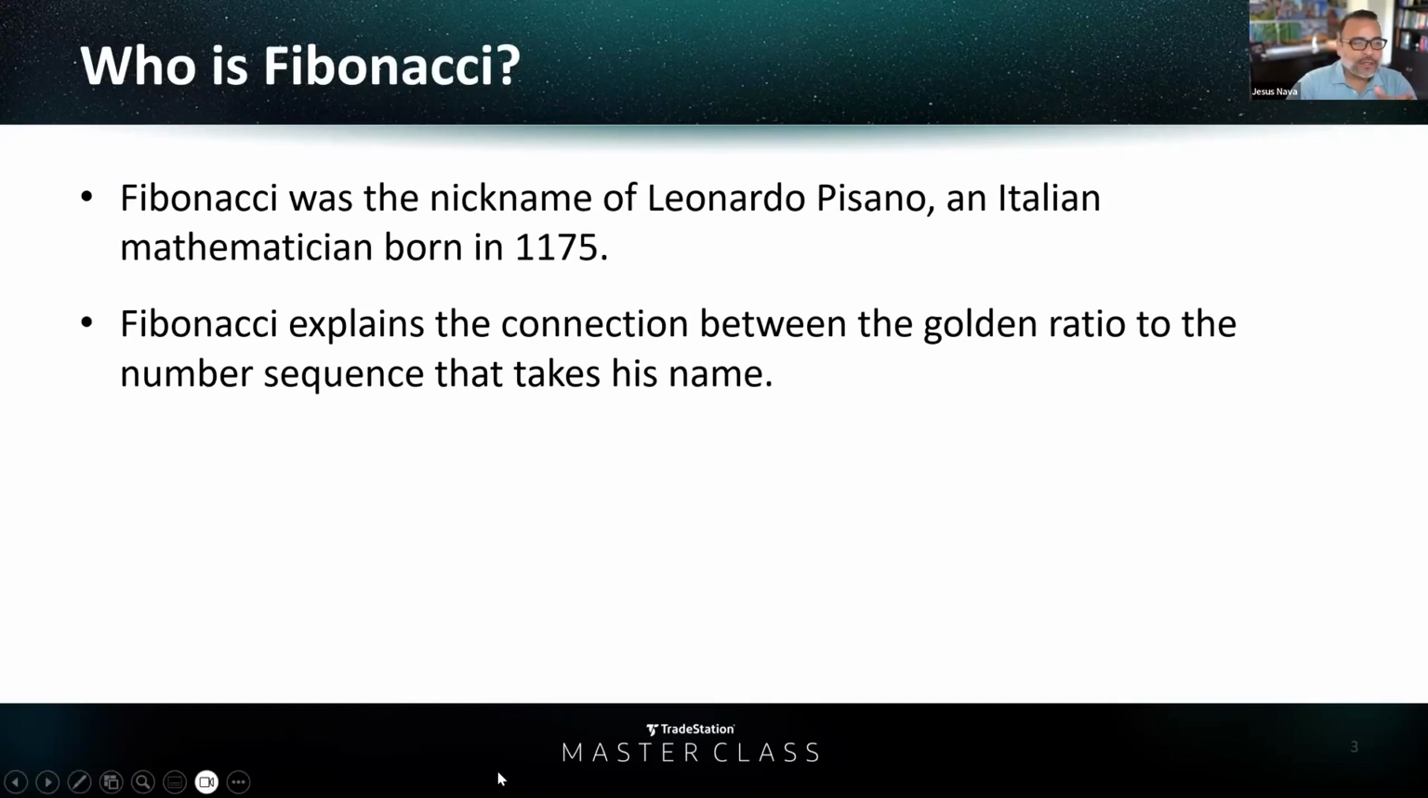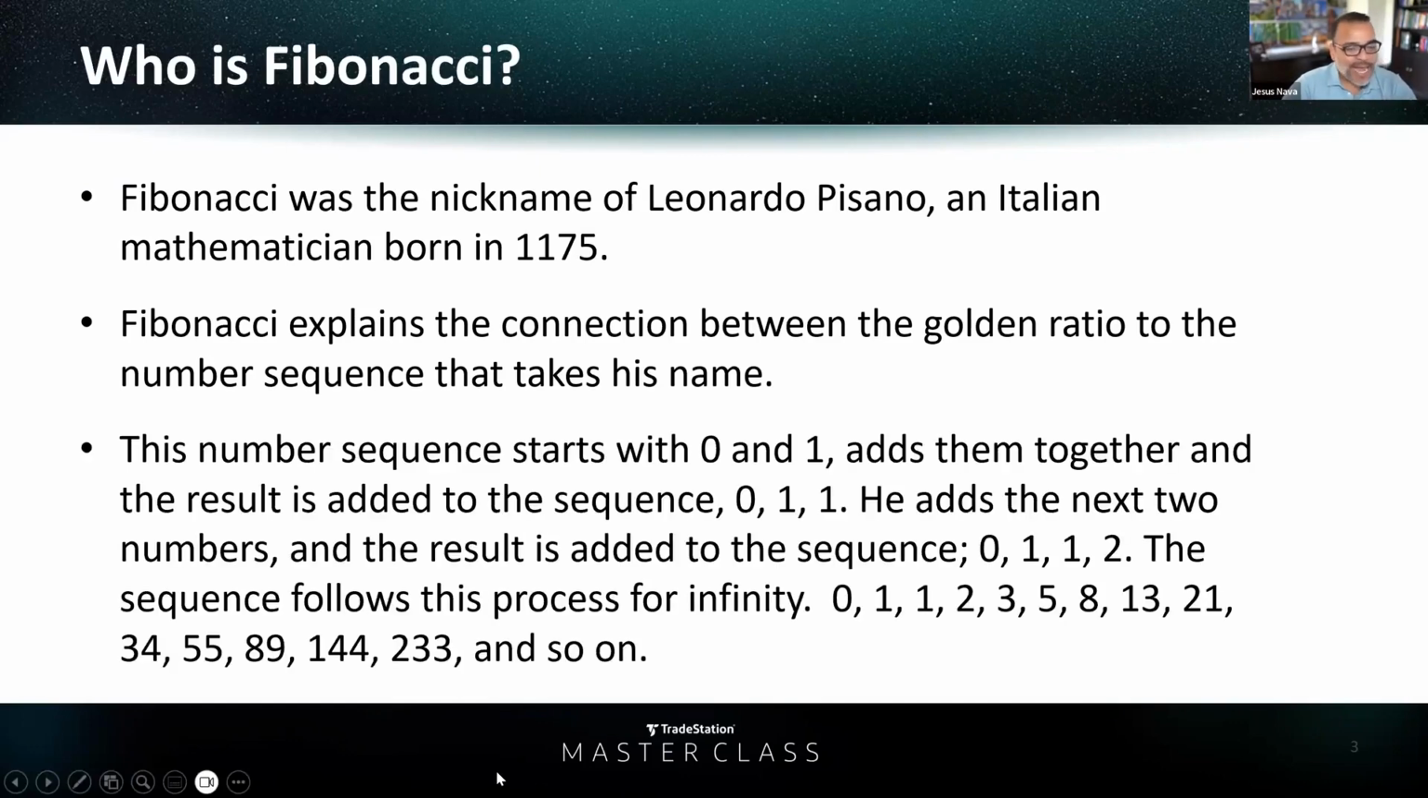And we're going to talk a little bit about math right now, but not to the extent of the expert mathematicians that came up with this idea. The number sequence starts with 0 and 1. What it does is add those two numbers, and the result gets added to the sequence. So the sequence starts 0, 1. We add the two numbers, so 0 plus 1 gives you 1. And then we add that result, which is a 1, to the sequence. So now we have 0, 1, 1.